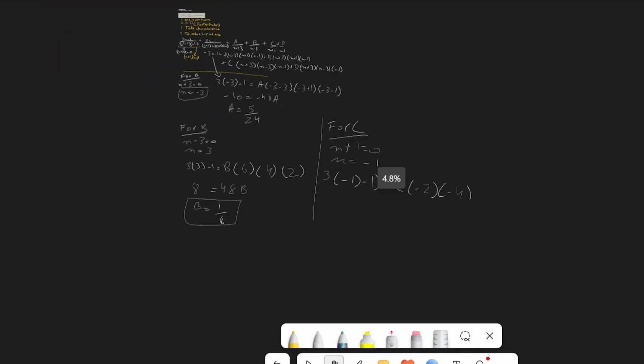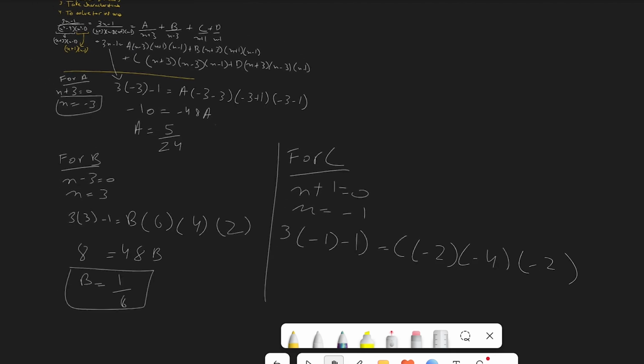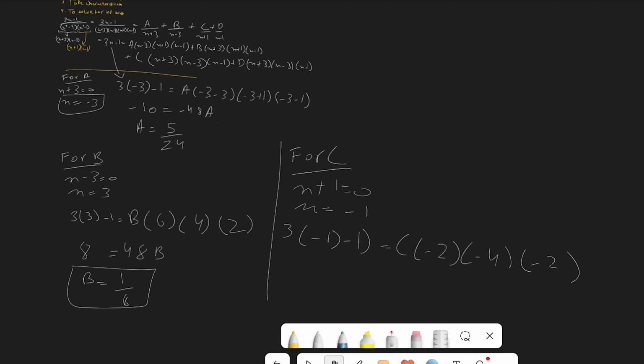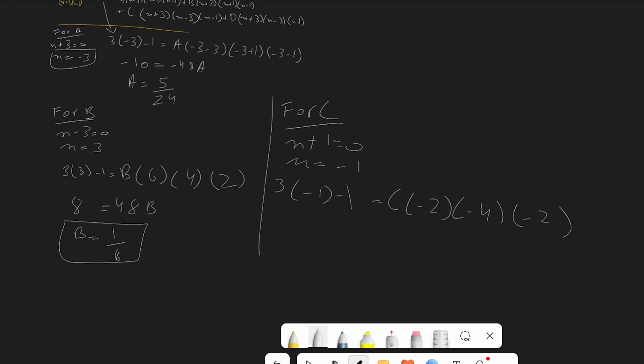Then we have x minus 1. Minus 1 minus 1 is minus 2. So what do we get? We get, wait, 3 into minus 1. We don't need a bracket over here. Okay, so it would be minus 3 minus 1, it is minus 4. I am using a calculator because I don't trust myself. Anyways, minus 2 times minus 4 times minus 2 again, that is minus 16.